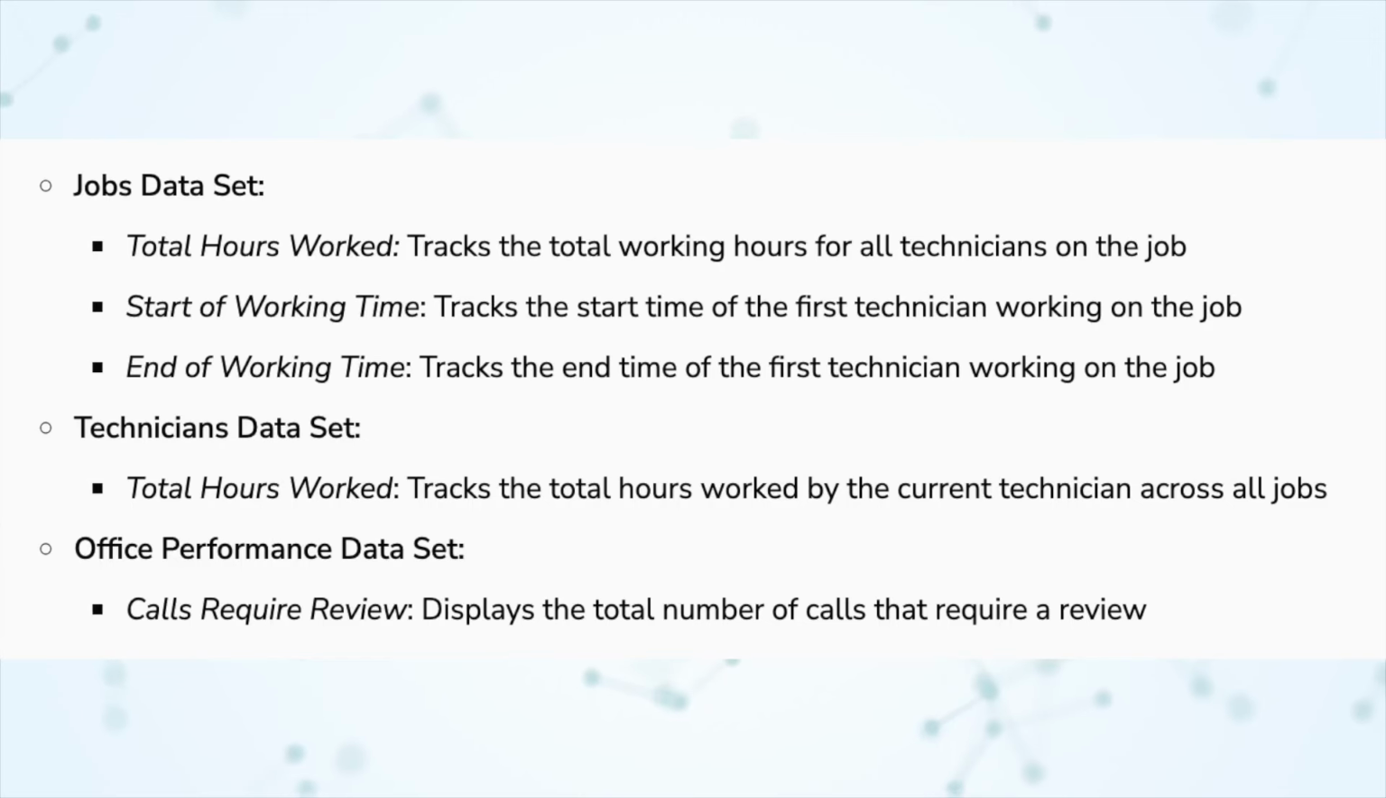Next, under reporting, we have some new KPIs on the jobs, technician, and office performance datasets. So under the jobs dataset, we now have total hours worked, start of working time, and end of working time. Under the technicians dataset, we also have total hours worked. And under the office performance dataset, we have calls require review, which displays the total number of calls that require a review.